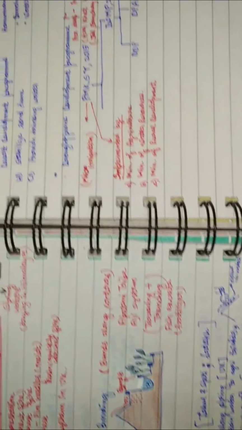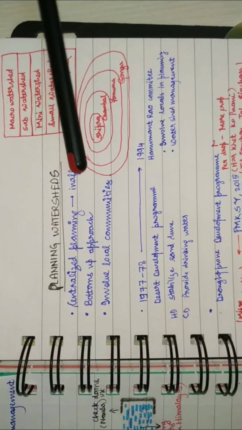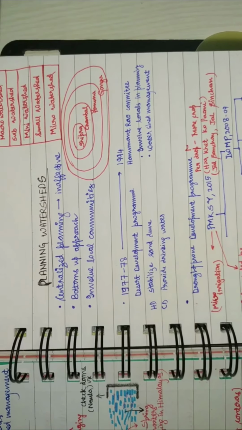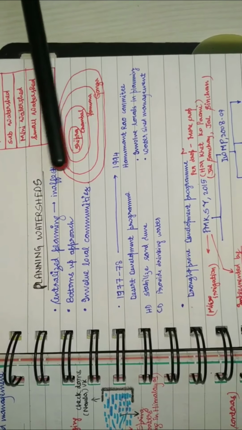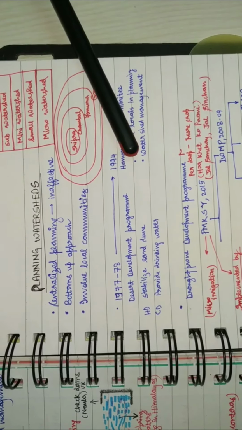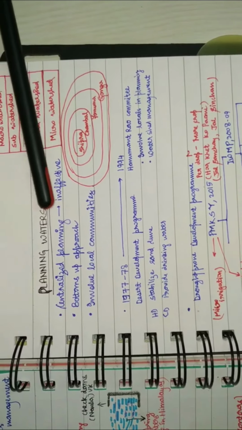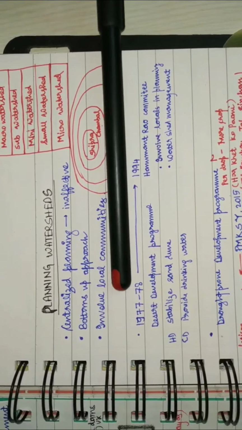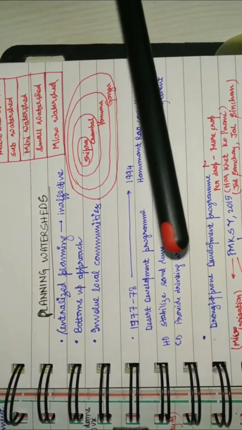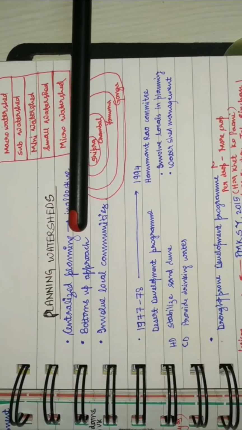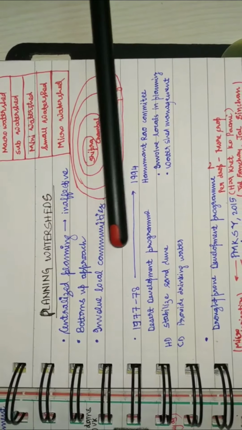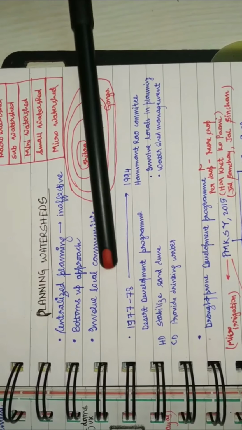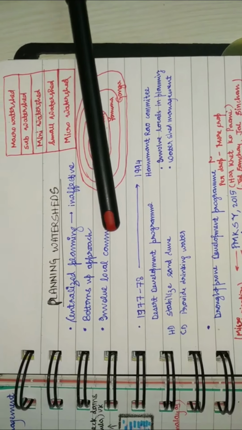Next we'll move to what exactly is planning watershed. Now the centralized planning was ineffective because it was a top-bottom approach. This ineffectiveness is removed when you follow a bottom-up approach. Moreover, you involve the local communities to be part of the plan. This is because local communities are the people who, even with the least resources, can tell you what their needs are and where exactly they are facing problems.